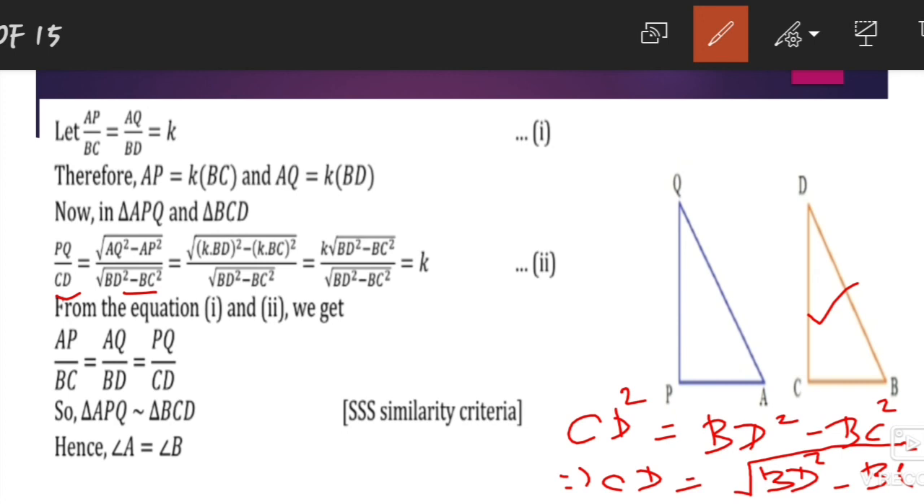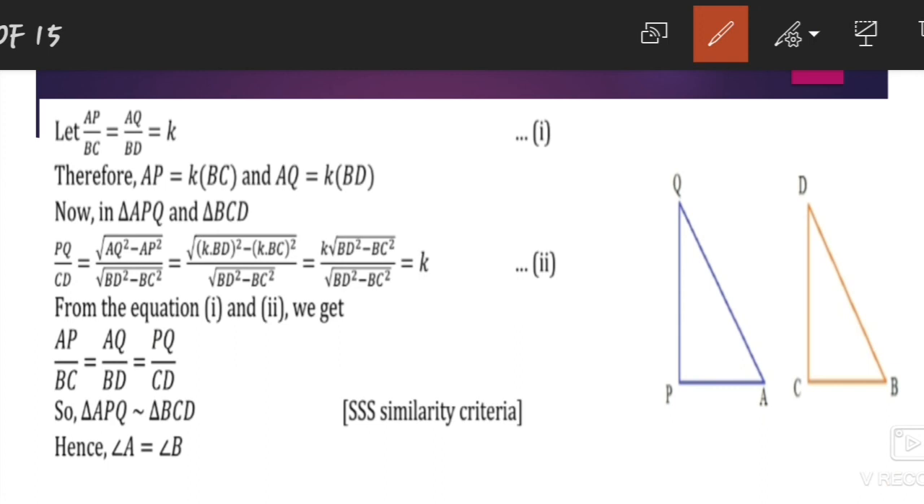Now as you can see, the value of AP is given as K into BC and AQ is K into BD. Put the value here, you will get the value as K after simplification. So that means PQ by CD is equal to K. So look at equation number 1 and equation number 2. In equation number 1, AP by BC is equal to AQ by BD is equal to K, and here PQ by CD is also equal to K. So if you combine equation number 1 and 2, you will get AP by BC is equal to AQ by BD is equal to PQ by CD.